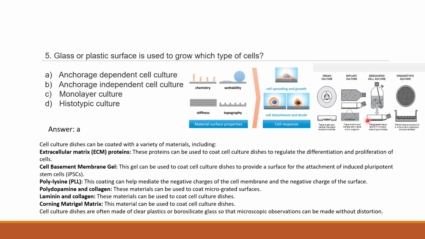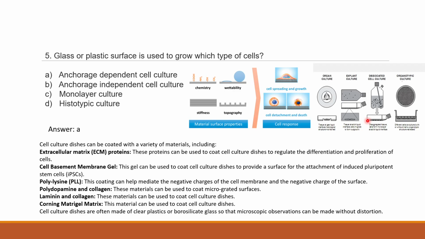If you have semi-adherent cells like HEK cells, they tend to detach from the plate. Generally they will attach, but then easily they will detach from the plate. So to make it more adherent, we can coat with polylysine, and this will help in mediating the interaction between the negative charges of the cell membrane and the negative charge of the surface.